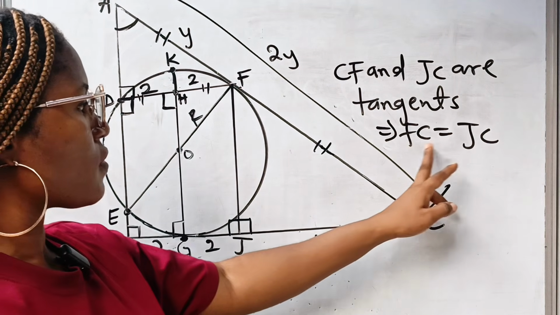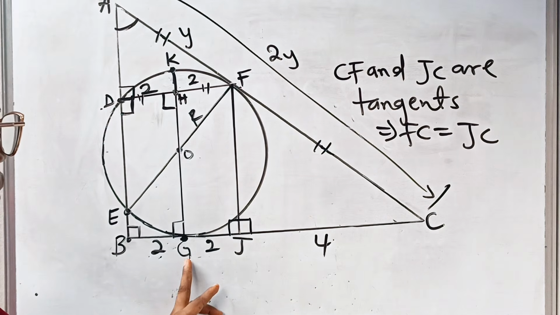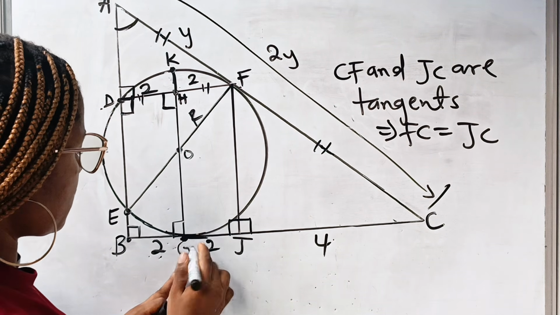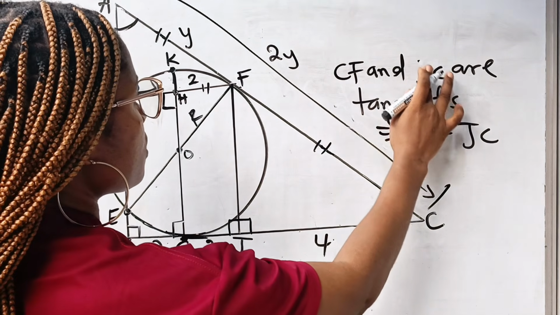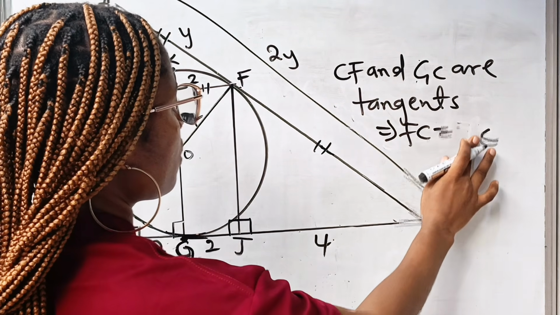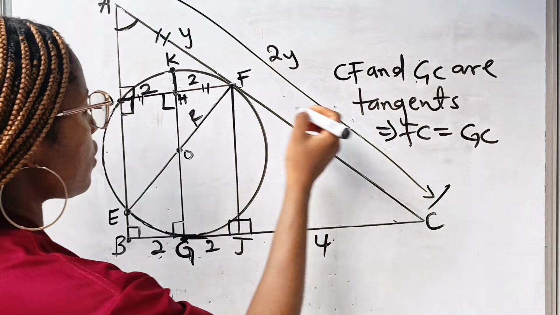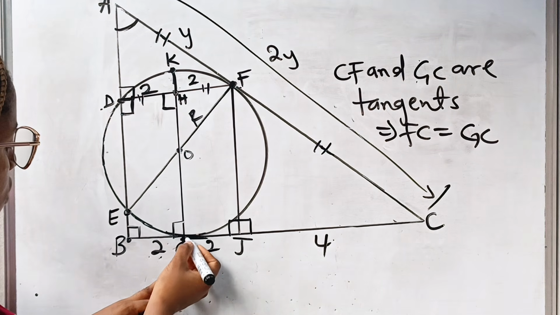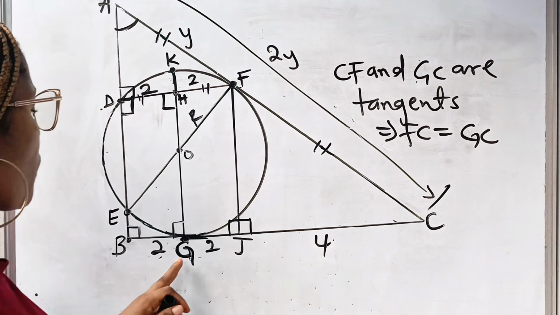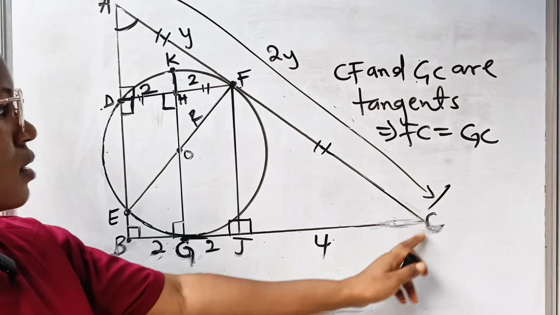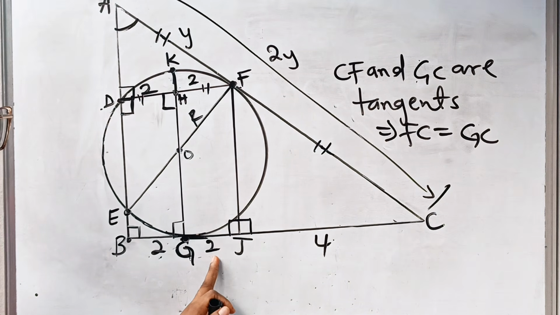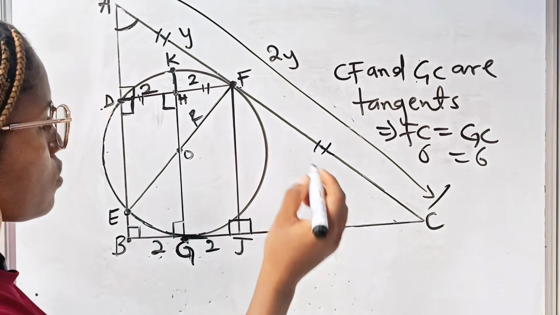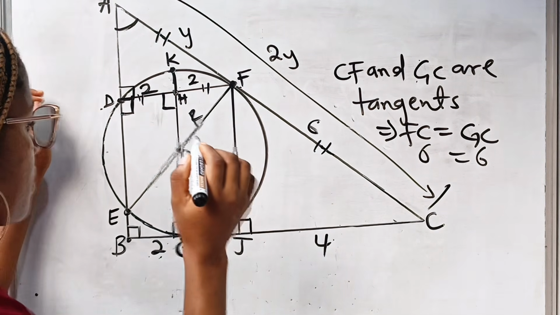Okay? So FC should be equal to GC, because this is the point of contact. So we're talking of GC, not JC, sorry. Because we are focusing on their point of contact, right? This one is from F to C, and this one is from G to C. So if we don't know FC, but we know GC, because GC is 2 plus 4, that means that GC is 6, therefore FC is 6 as well. So from here to here is 6.